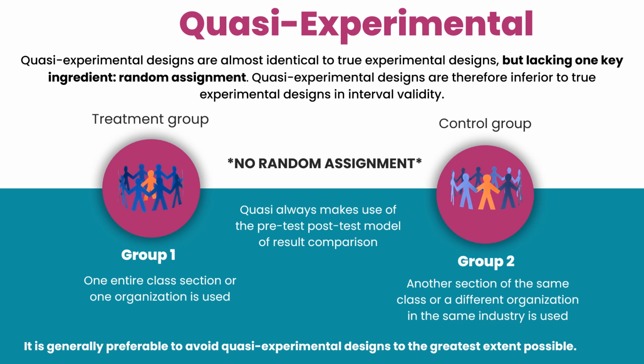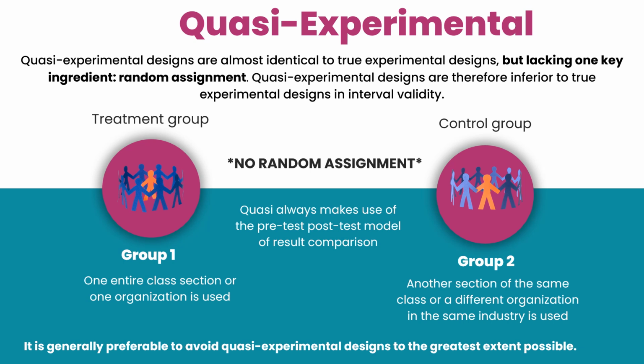Quasi always makes use of the pre-test, post-test model of result comparison. Okay, so in this type of experiment, in group one, one entire class section or one organization is used. And then in group two, which is the control group, another section of that same class or a different organization in the same industry is used. So there's nothing random about this. You are using the same class, just a different section in the control group.